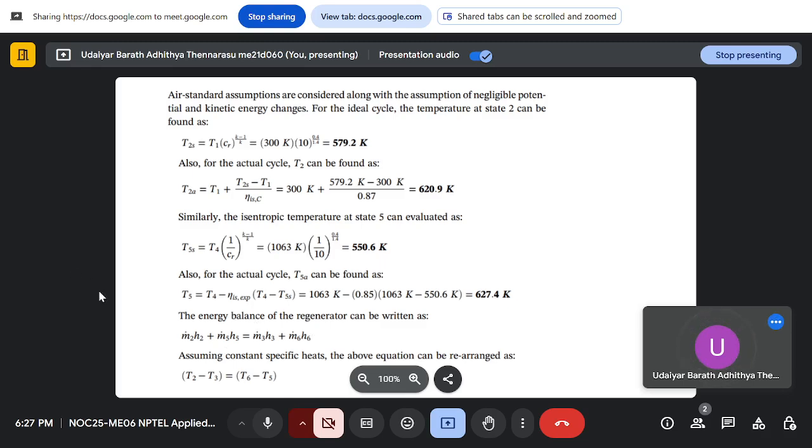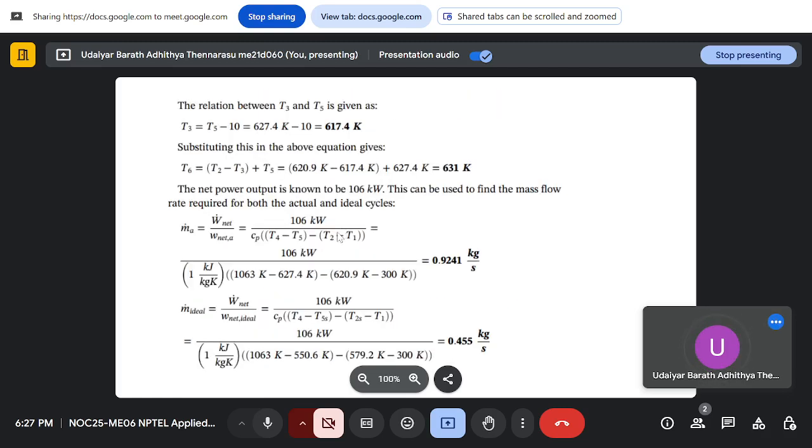Since Cp is constant and mass flow across the cycle is constant, both will get cancelled out. You get T2 minus T3 equals T6 minus T5, and what is given is that T3 and T5 have a 10 Kelvin temperature difference. So T3 is T5 minus 10. So T3 will come out to be 617.4 Kelvin. With that, we can find out T6 from the previous relation. So T6 will be 631 Kelvin.